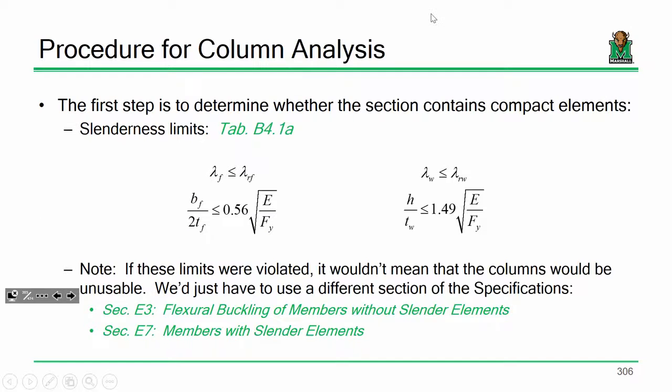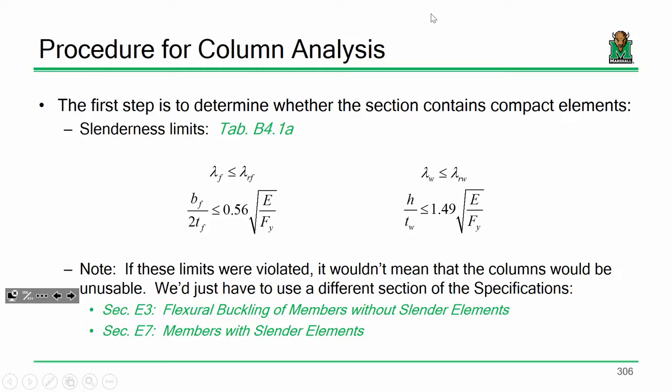Yep. Algebra. Sound good? So here's the procedure for column analysis. If we've got a given column and we want to determine its capacity, the first thing we should do right off the bat is see whether or not local buckling governs. Now, let me be clear. If you fail one of these limits, it does not mean that if you put a feather on this column that the column explodes. Okay? That's not what it means. What it means is that we have to use a different section of the specifications. Go to that user's table in chapter E.